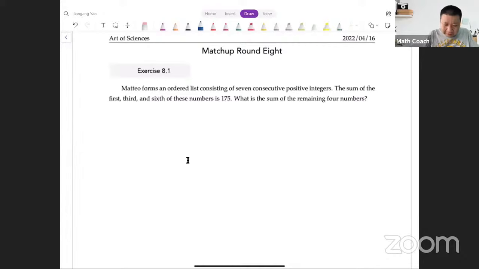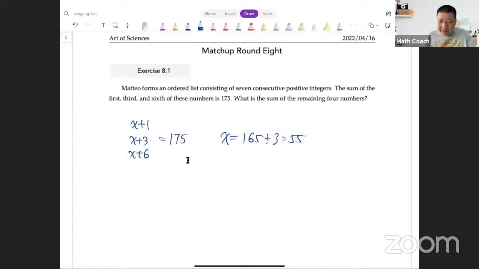So for this question, it's just simple algebra, right? You can assume X, X plus 2, X plus 5, and then you get 175, and then you get X is 165 divided by 3, you get 55, and then you do the calculation. Okay, so the correct answer to this question is 238.